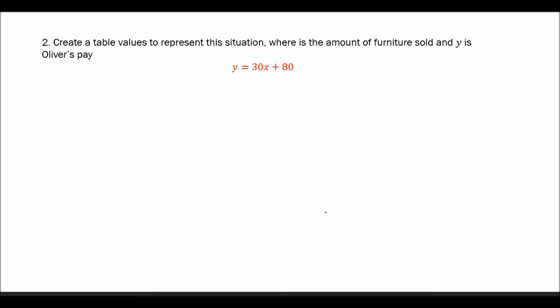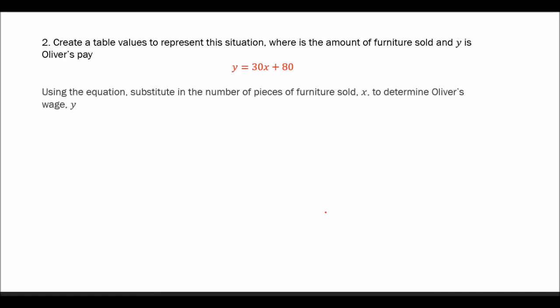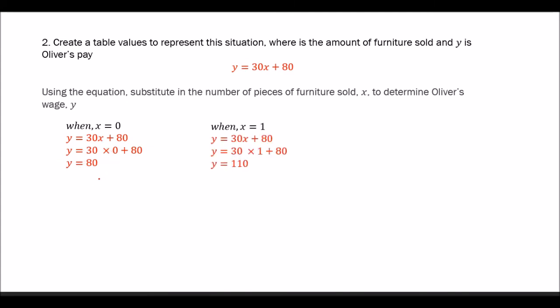All right, so there's the formula. Now we're going to make a table. Using the equation, we're going to substitute the number of pieces of furniture sold into it to determine how much his wage is. So when X equals 0, which means that if he sells no furniture, Y is going to equal 80. Remember, Y represents how much money he makes. So if he sells no furniture, he's going to make 80 bucks.